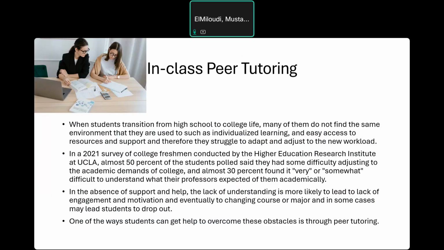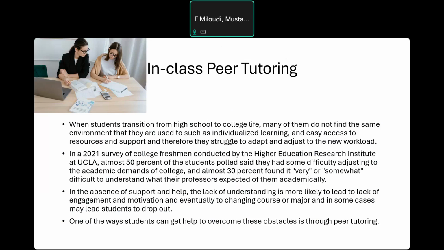Like in the 2021 survey of college freshmen conducted by the Higher Education Research Institute at UCLA, almost 50% of the students polled said they had some difficulty adjusting to the academic demands of college. And almost 30% found it very or somewhat difficult to understand what their professors expected of them academically. In the absence of support and help, the lack of understanding is more likely to lead to more serious problems, such as the lack of engagement or motivation, and even as far as changing course or major, or in some cases, it may lead students to drop out.